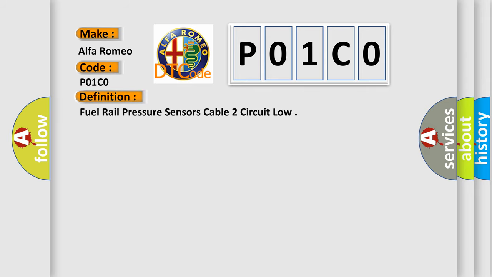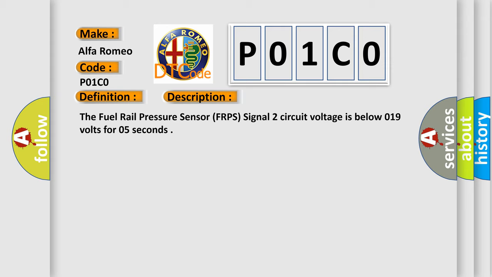The basic definition is fuel rail pressure sensor signal 2 circuit low. And now this is a short description of this DTC code. The fuel rail pressure sensor FRPS signal 2 circuit voltage is below 0.19 volts for 0.5 seconds.